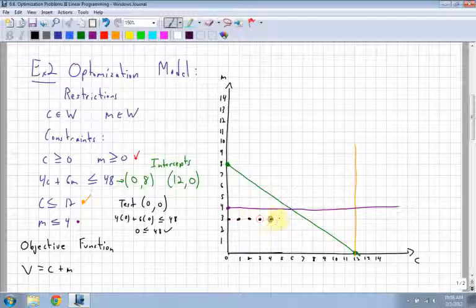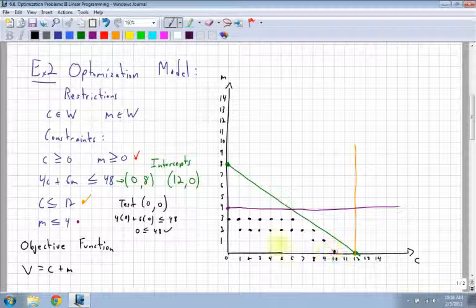Because it's whole numbers, I only use dots. You don't have to actually fill these in. You're just concerned about where your region is. And once you know where your region is, then you want to figure out where your boundary points are in that region. Your boundary points are all the extreme points in that region.